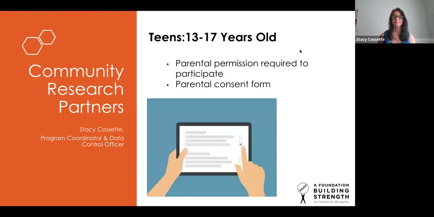Next slide, please. And also, I just wanted everyone to be aware that teenagers are welcome to join this initiative. Anyone aged 13 to 17 will require parental permission, and we do have a parental consent form. So if you have a teenager that's affected with Nemaline myopathy that might be interested in this, please contact me.